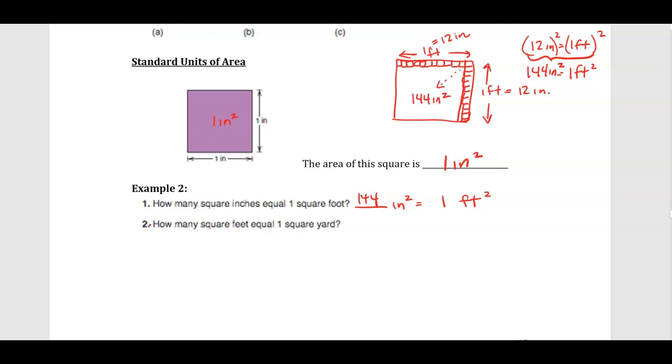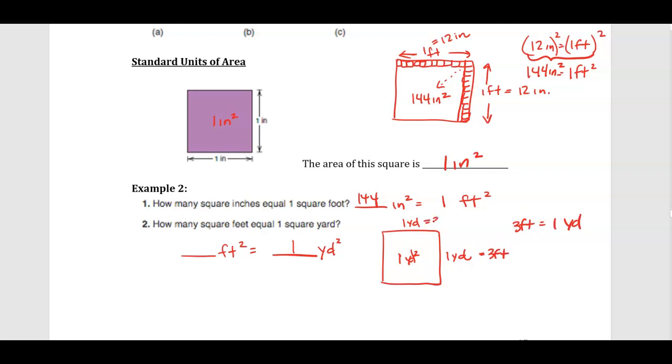Now for the next one, we want to know how many square feet equal 1 square yard. Again, you could draw a picture. So you could draw a square yard, 1 yard and 1 yard, and this is 1 square yard. Then find your feet to yard conversion. There are 3 feet in 1 yard, so this is 3 feet in one direction and 3 feet in the other. If we drew a picture, it would look like this: 3 square feet in one direction, 3 square feet in the other. And if you filled it all in, imagining those are all the same size, you would get 9 square feet.